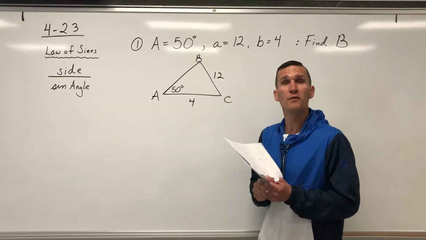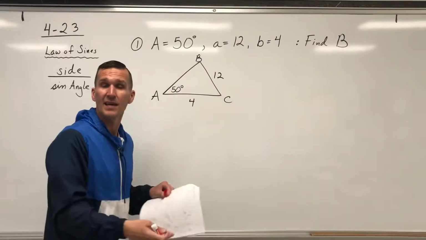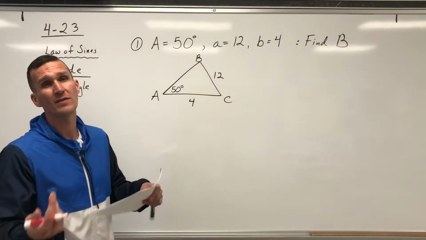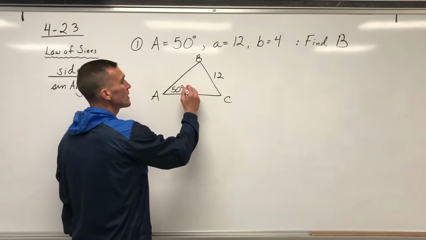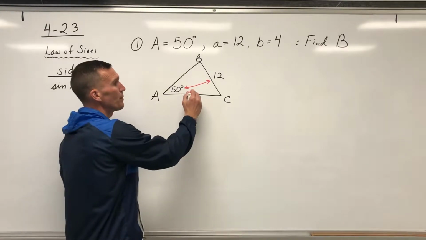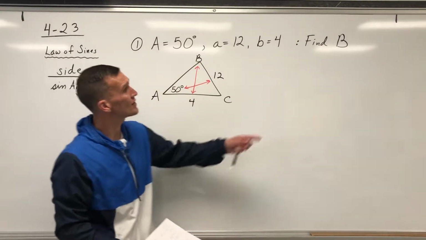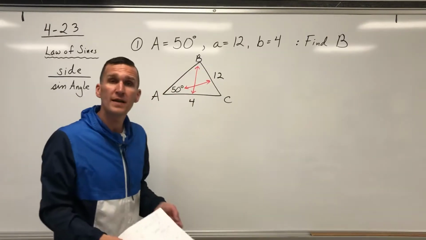Now what I do is I look for combos. And what I mean by combos, again, is sides and angles that are across from each other, which would have the same letter. So here I fully have the A combo. I have part of the B combo, but I don't have the other piece. And that's actually what I want to find today. I want to find angle B.